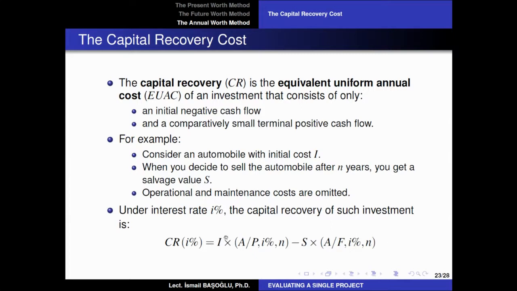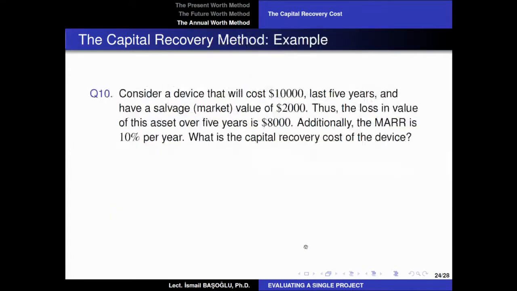So the initial investment cost is going to be multiplied with the capital recovery factor, and the final salvage value is going to be multiplied with the sinking fund factor under uniform series. And because S is a positive flow, it is going to be subtracted from the cost calculation. The initial cost is a cost, however, the salvage value is a positive value. So let's practice this capital recovery formulation in this example.